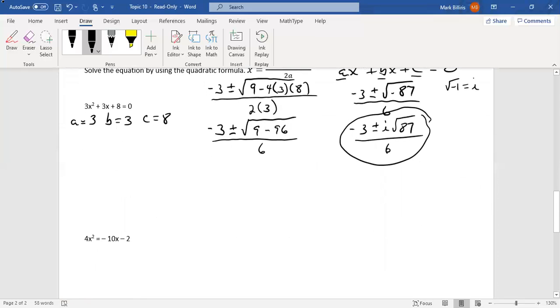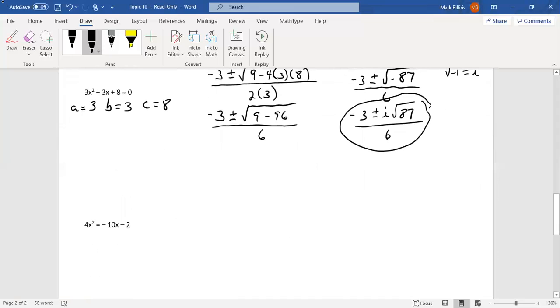Let's do one more. So here we have 4x squared equals negative 10x minus 2. So the first thing that we're going to do is set it to 0. So we have 4x squared. We're going to move the negative 10x from the right to the left, so we change the sign when we do that. And we're going to move the negative 2 from the right-hand side to the left, so we change the sign of that as well. Because remember, when we're using the quadratic formula, we set the quadratic equation equal to 0. Now we're going to identify our a, b, and c. So a would be 4, b would be 10, and c would be positive 2.